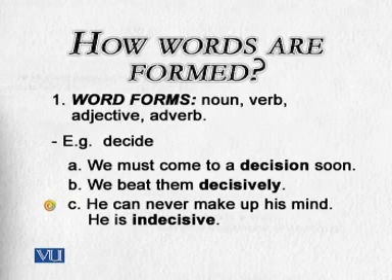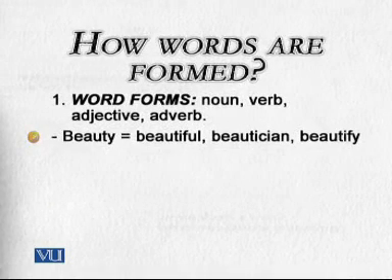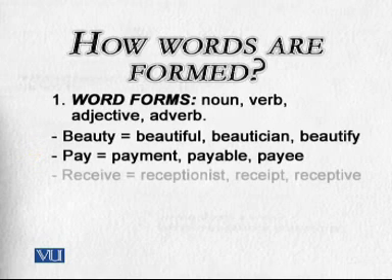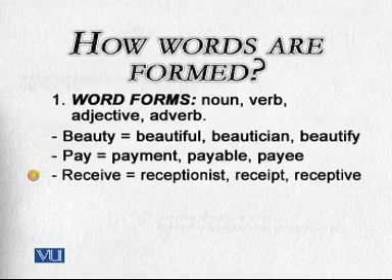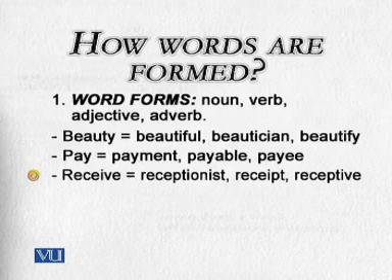Okay, let's take a look at some more examples for our concept to be clear. On your screen, you can see the key word is beauty, the second one is pay, and the third one is receive. Let's change these 3 words into further forms. From beauty, you can change it into beautiful, then beautician, and beautify. Now, beautiful, of course, is an adjective, beautician is a noun, and beautify is, of course, its verb. And beauty is, again, in itself a noun.